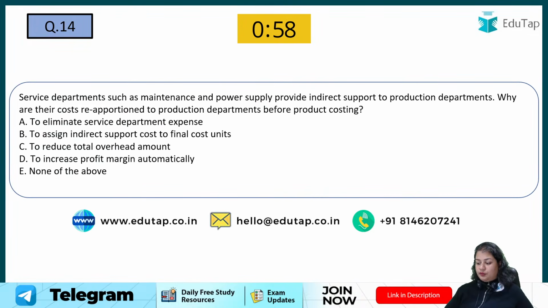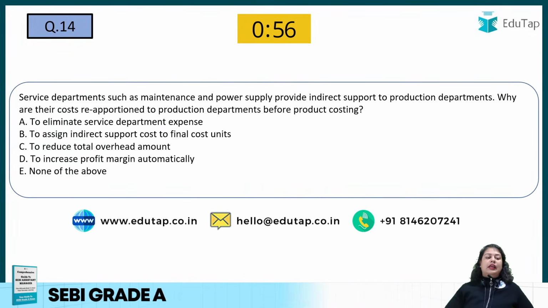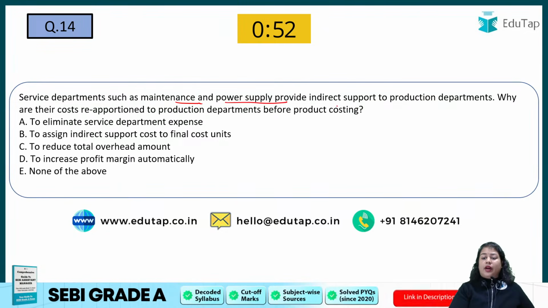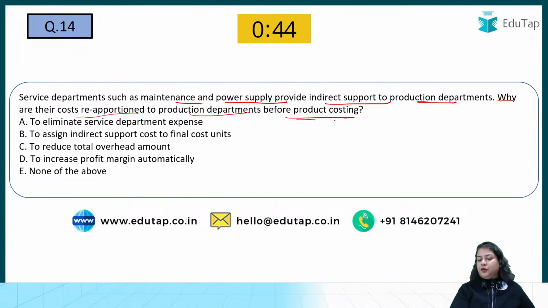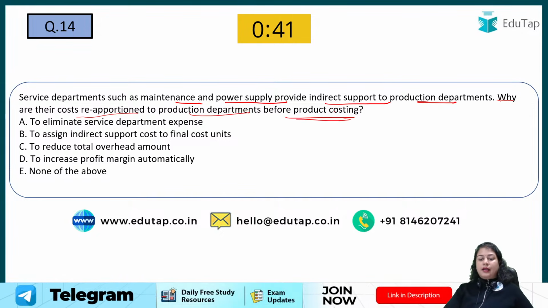Then question number 14. Service departments such as maintenance and power supply provide indirect support to production departments. Why are their costs reapportioned to production departments before product costing? Before product costing.